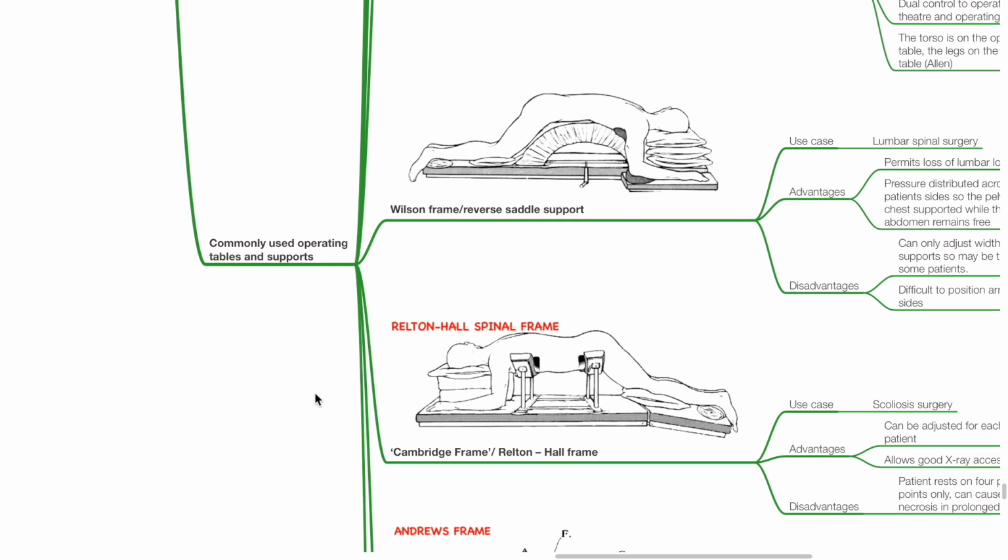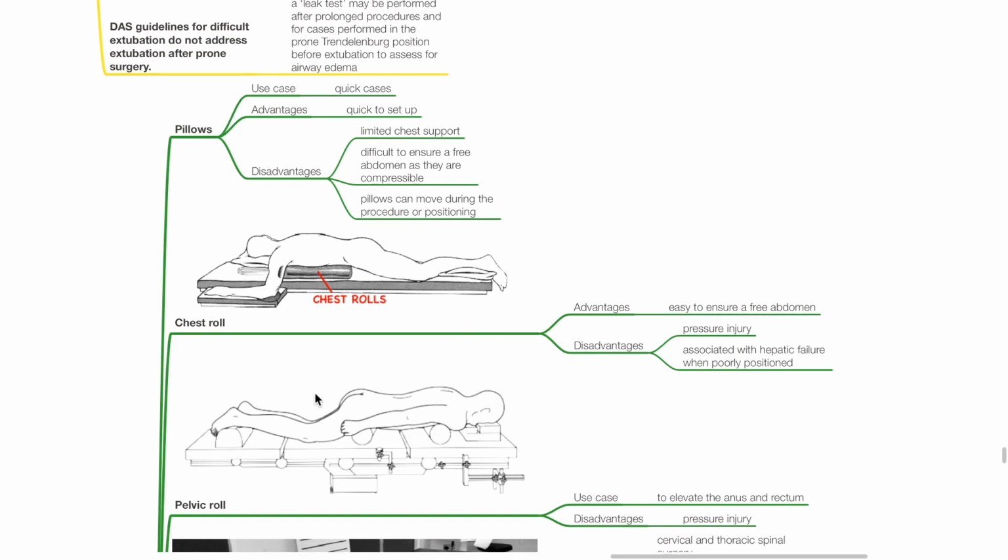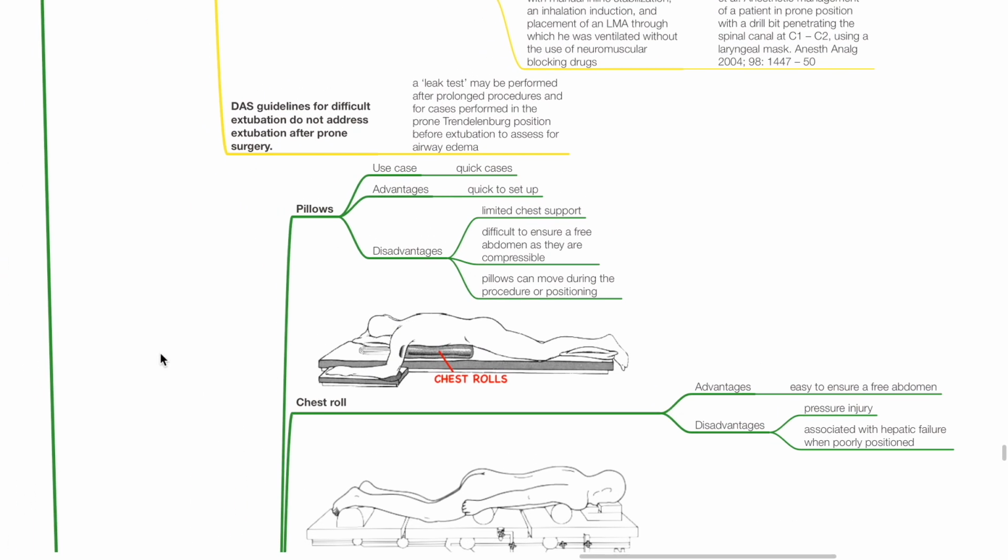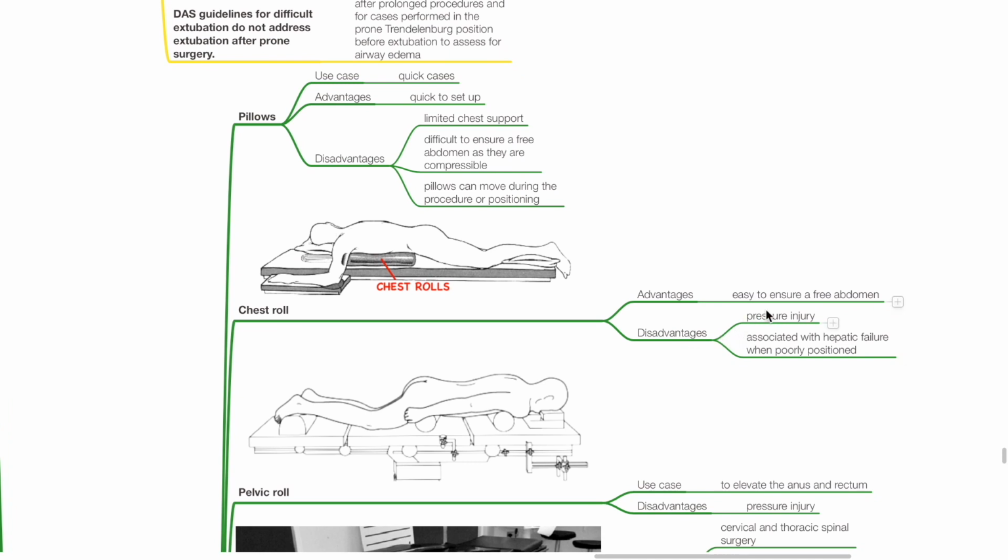Commonly used operating tables and supports during prone positioning. Pillows. Use case: quick cases. Advantages: it is quick to set up. Disadvantages: there is limited chest support, it is difficult to ensure a free abdomen as they are easily compressible, and pillows can move during the procedure or positioning. Chest rolls. Advantages: it is easy to ensure a free abdomen. Disadvantages: pressure injury, and they are associated with hepatic failure when poorly positioned.